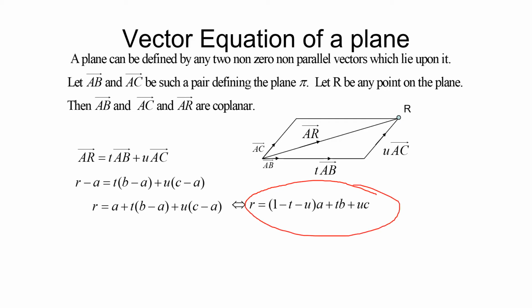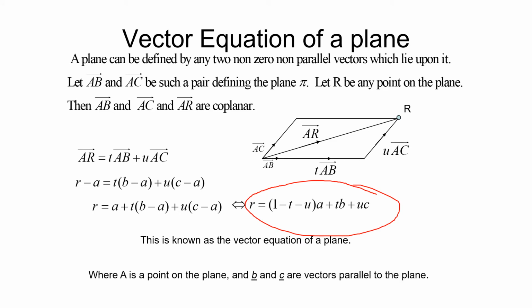We will use this form to determine the vector equation of a plane if we are given sufficient information. This is a vector equation of a plane. It's specifically known as a vector equation because it's written in the form of a vector. Provided point A is basically a common point between AB and AC, that's why it's point A. So point A has to be on the plane, and obviously B and C are vectors which are parallel to the plane.